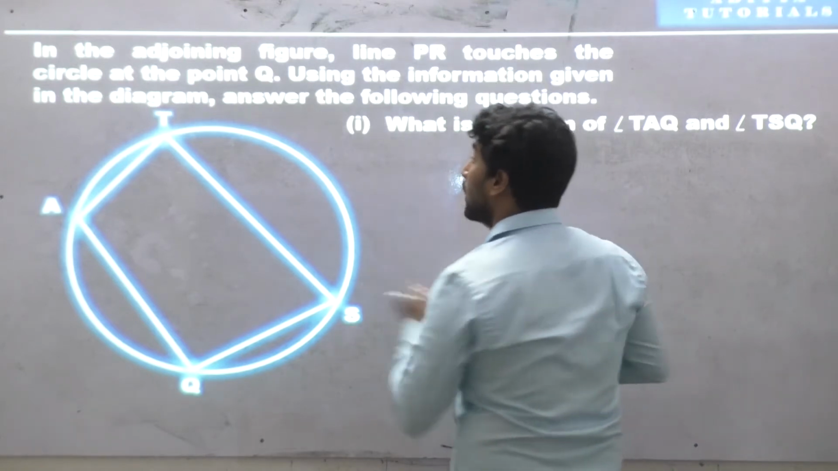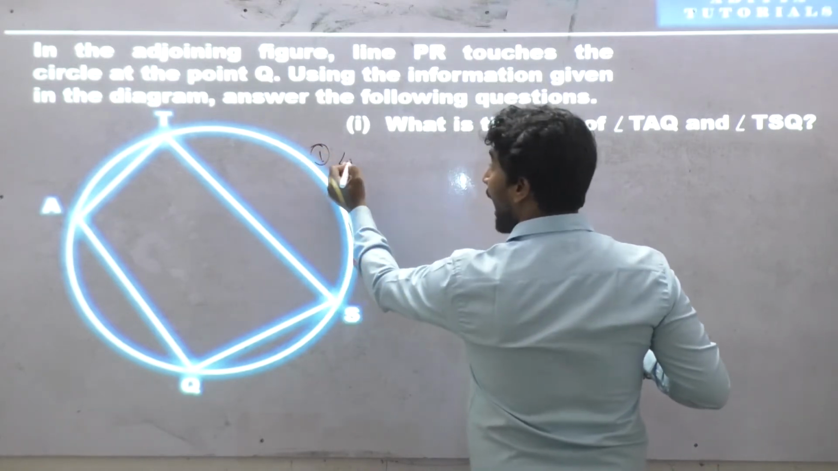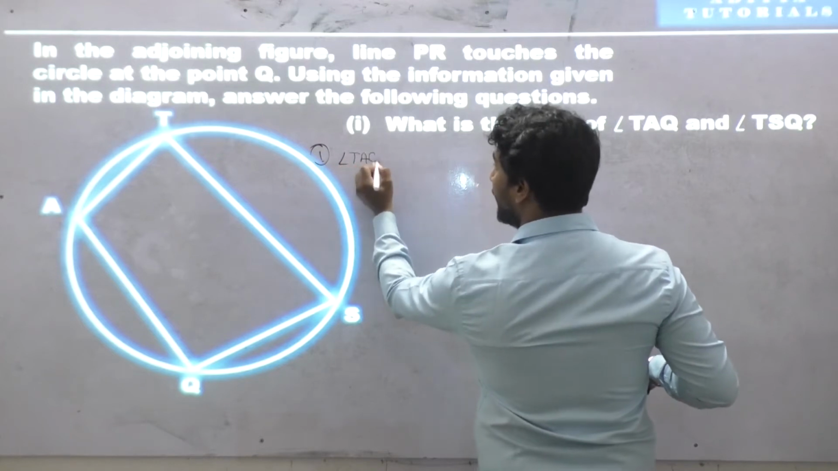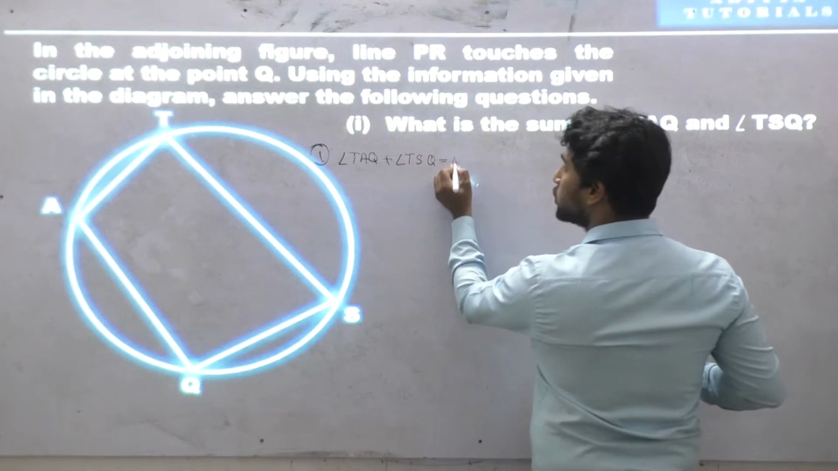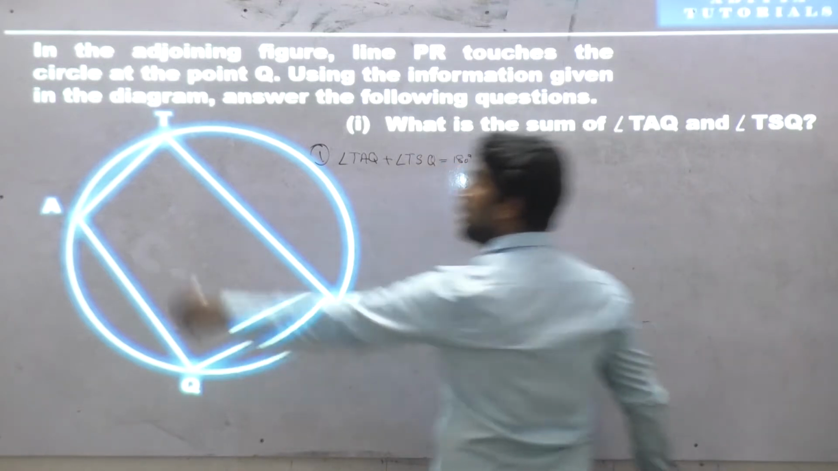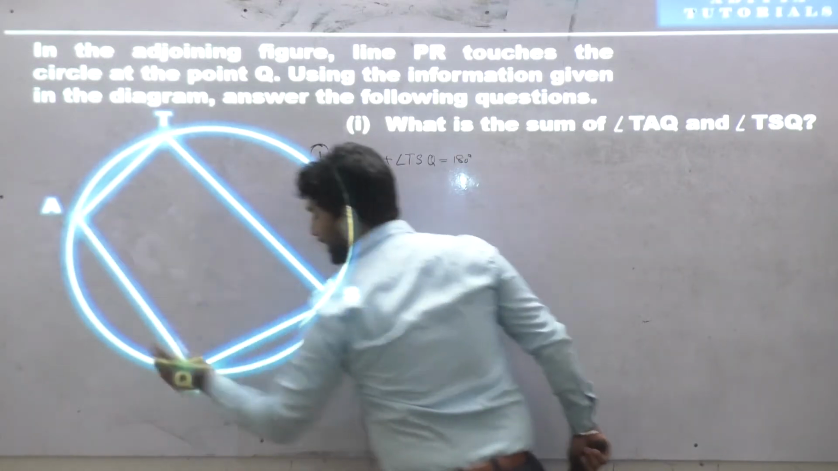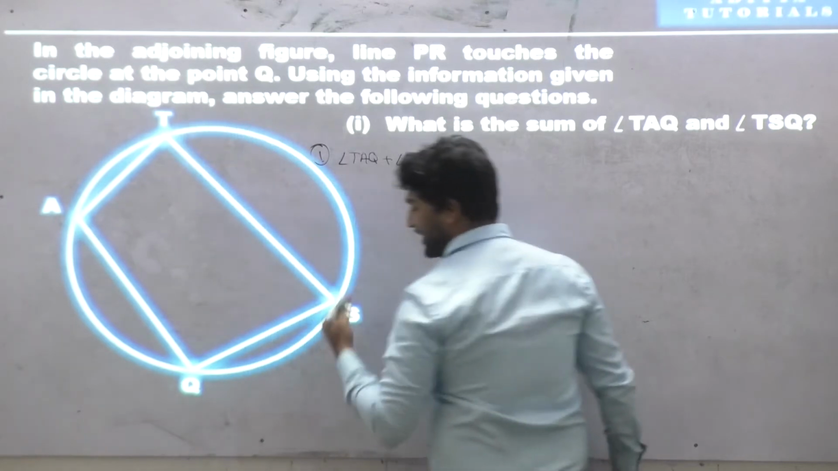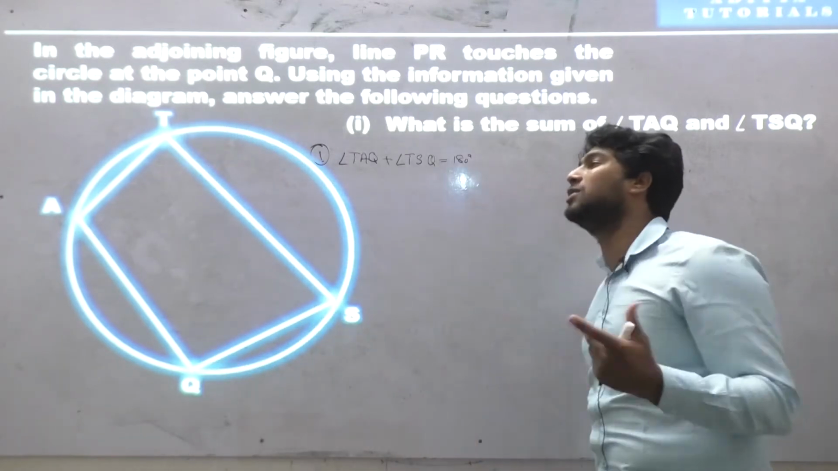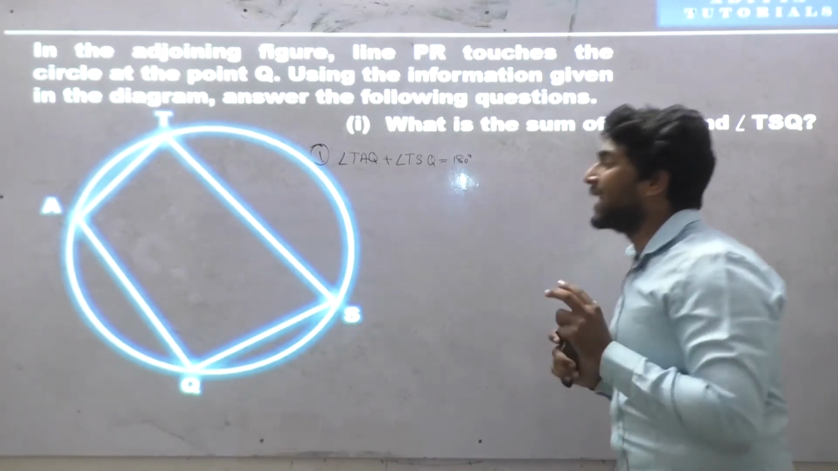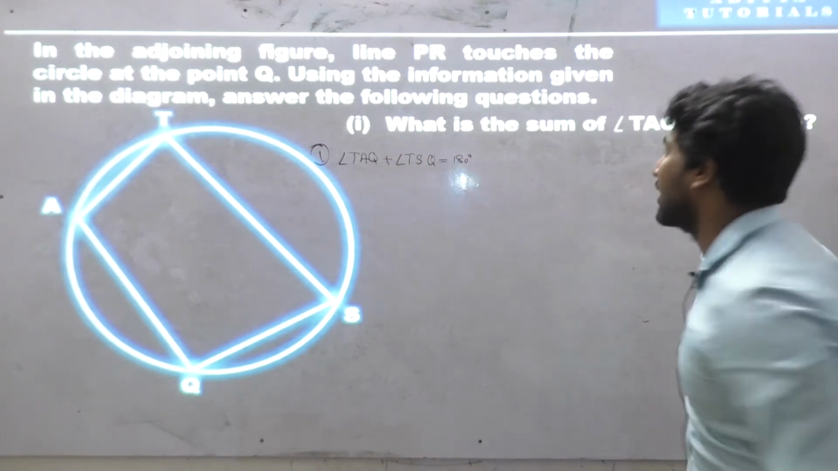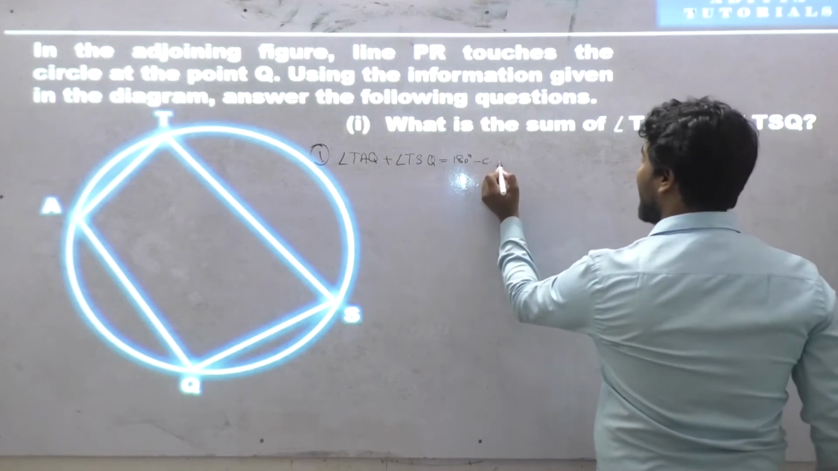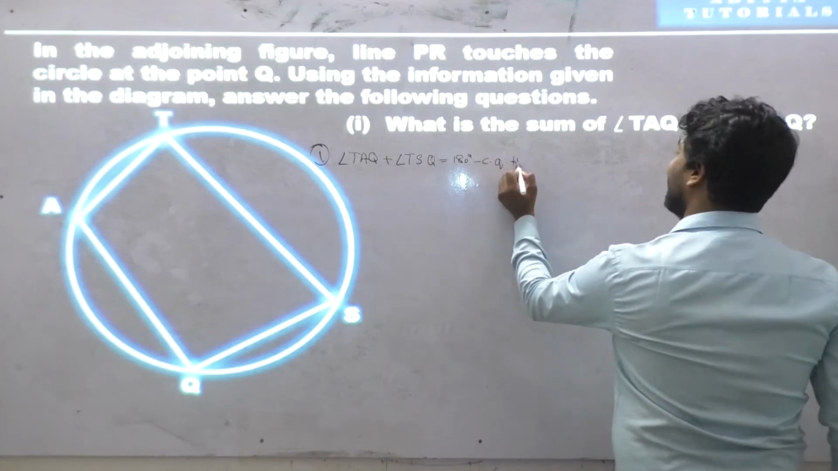So can I say angle TAQ plus angle TSQ is equal to 180 degrees? Yes, why? Because angle TAQ and angle TSQ are nothing but the opposite angles of a cyclic quadrilateral, and I know that opposite angles of a cyclic quadrilateral are supplementary by the cyclic quadrilateral theorem.